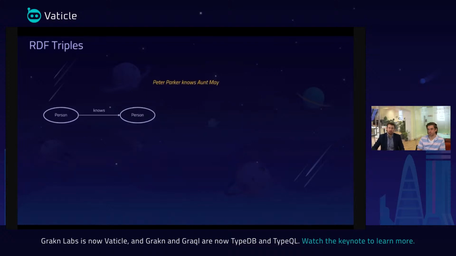We've got Peter Parker knows Aunt May. And that triple is represented by effectively the following, and we can add, of course, the namespace, where in this case the famous FOAF, to represent these triples like so.